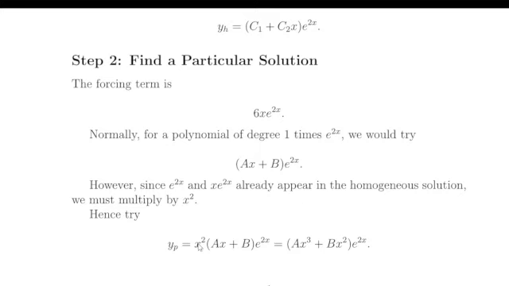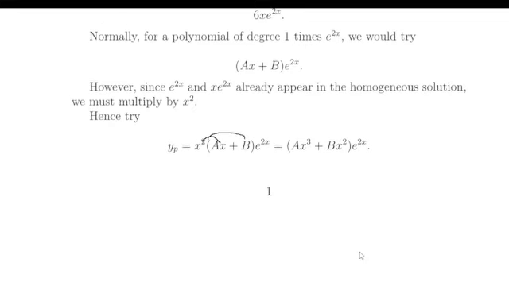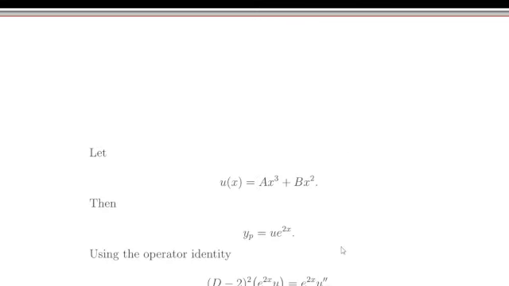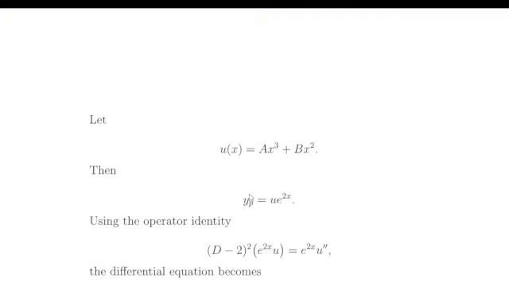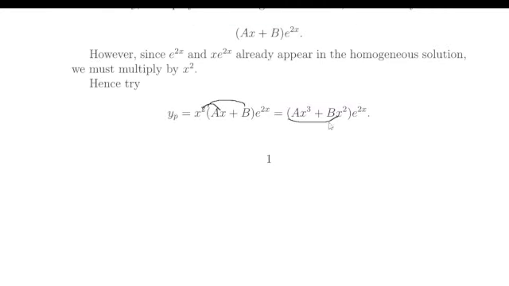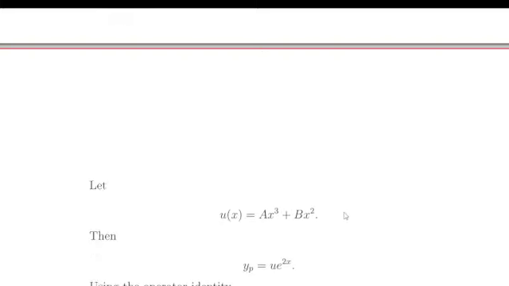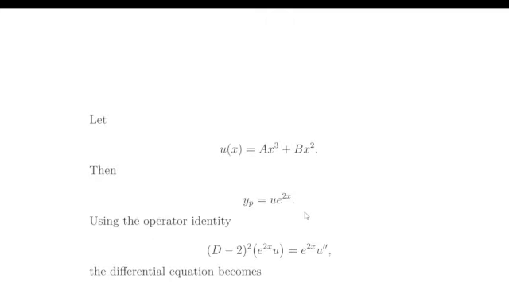So we have x squared times the quantity ax plus b times e to the 2x, which if I distribute the x squared, I have ax cubed plus bx squared times e to the 2x. And now we let u of x equal ax cubed plus bx squared. So this right here will be our u of x. So y sub p, our particular solution, will be of the form u e to the 2x.